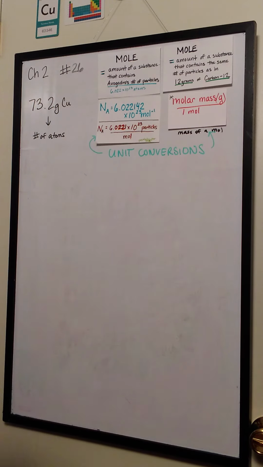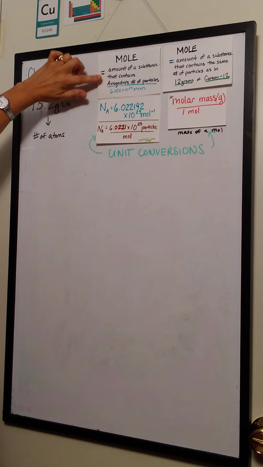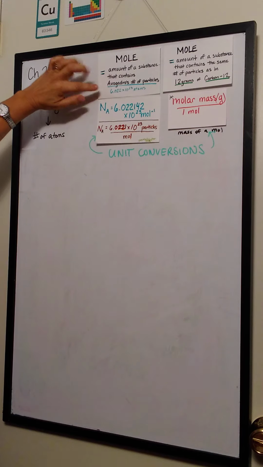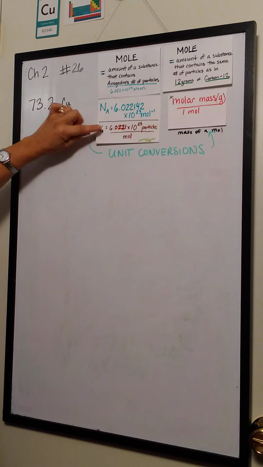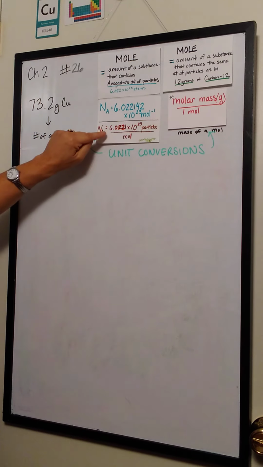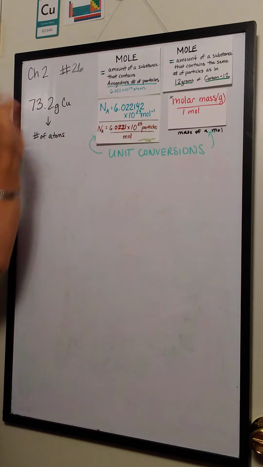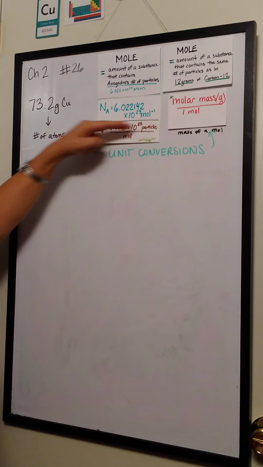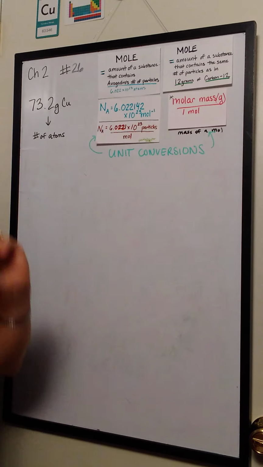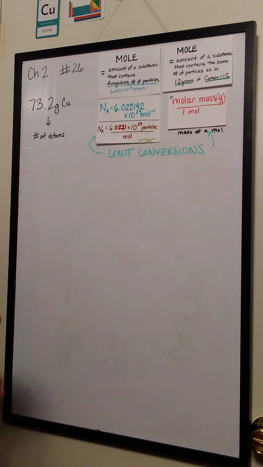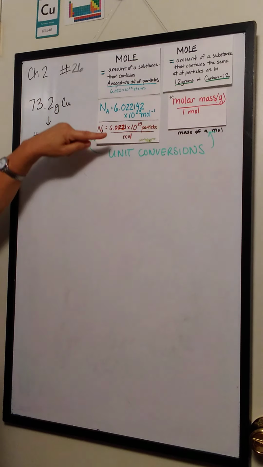Then the 2 definitions of a mole here, each of them will give you a unit conversion that will be necessary to solve this problem. So the first one says the amount of a substance that contains Avogadro's number of particles. That is a mole. Avogadro's number of particles, 6.02 times 10 to the 23rd particles, equals a mole. So that's a fraction. It equals 1. That's why we can use it in unit conversions, because unit means 1. So that's the number of particles in a mole.